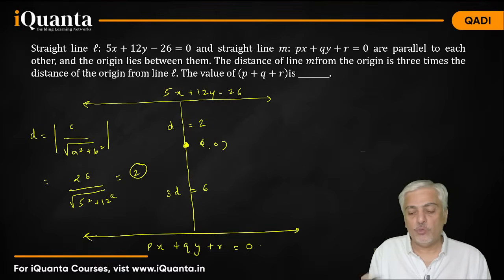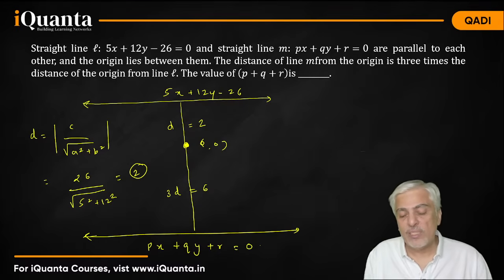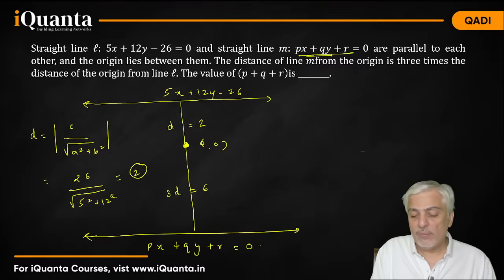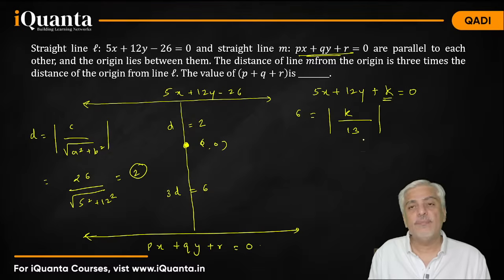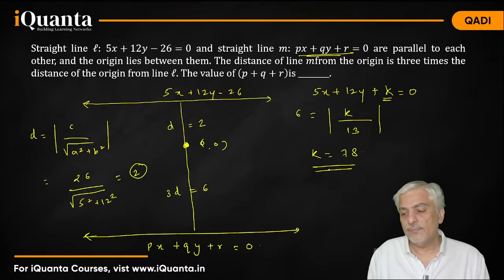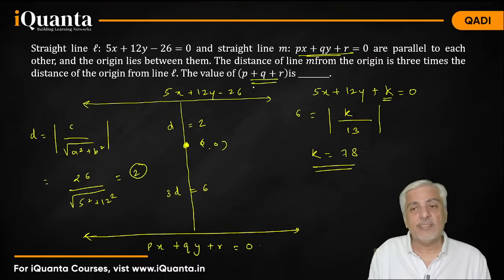Use the same formula now to find the new c. Remember, p and q will remain same. This equation will be 5x plus, because it's a parallel line, 5x plus 12y plus k is equal to 0. We need to find k. So we'll get 6 is equal to k upon 13 only again. So k is 78. K is 78, and we want the sum of p plus q plus r. That will be 5 plus 12 plus 78. Answer will be 95.